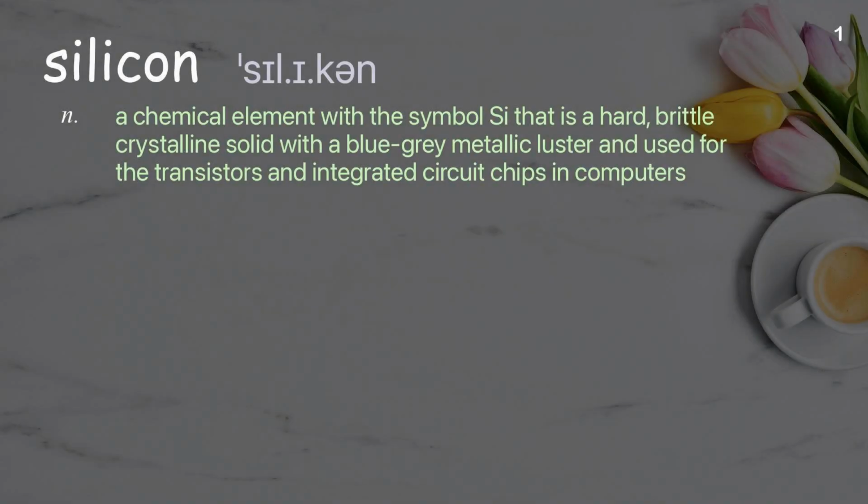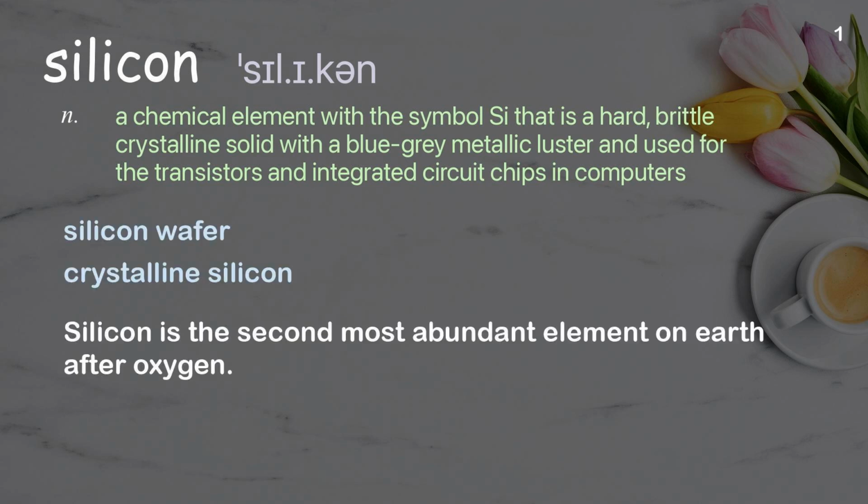Silicon. A chemical element with the symbol Si that is a hard, brittle crystalline solid with a blue-gray metallic luster and used for the transistors and integrated circuit chips in computers. Examples: Silicon wafer, crystalline silicon. Silicon is the second most abundant element on Earth after oxygen.